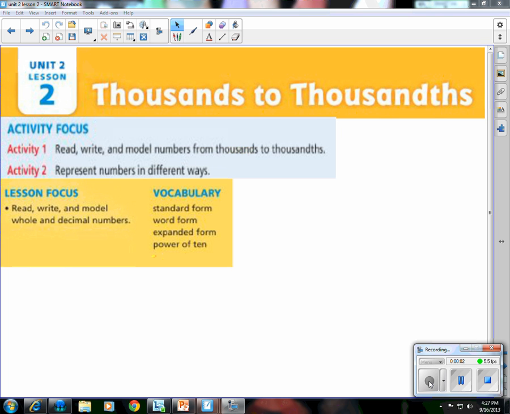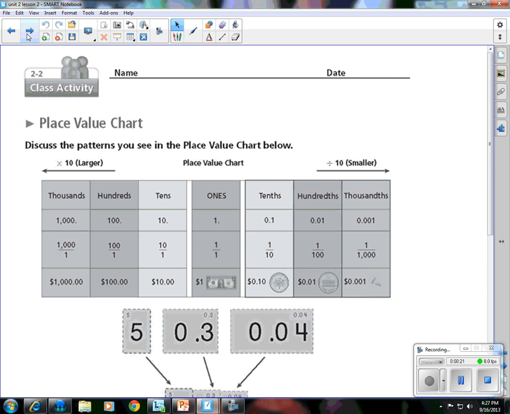Hey guys, Unit 2, Lesson 2, thousands to thousandths. So we're going to talk about reading, writing, and modeling numbers from thousands to thousandths in different ways. Those different ways are standard form, word form, expanded form, power of 10. So this should be a fun lesson. I like the different ways that we can write numbers as opposed to just numbers.